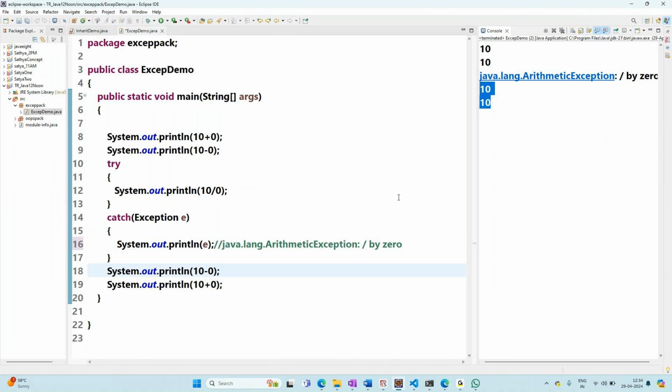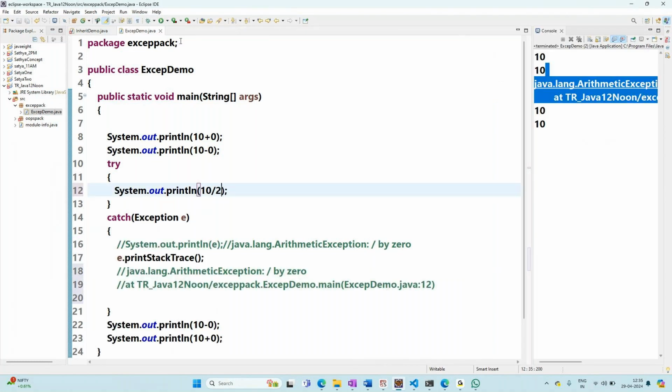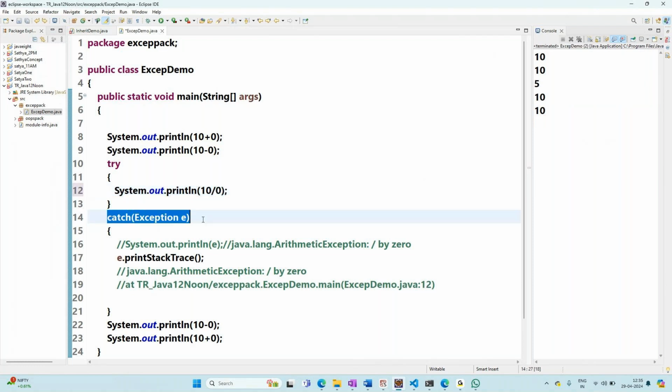If there is no exception, no problem. For example, if I'm saying 2, as there is no exception here, it will go on with the flow. If there is an exception, then only the catch block will get executed. So that's the point.